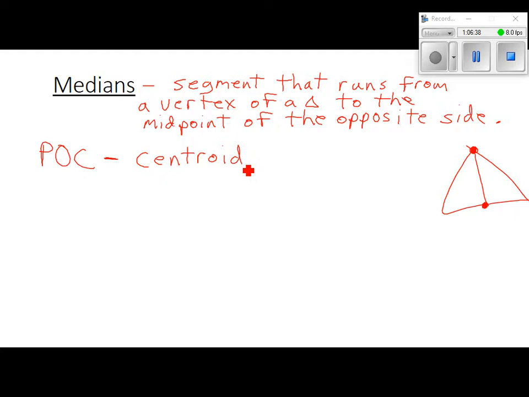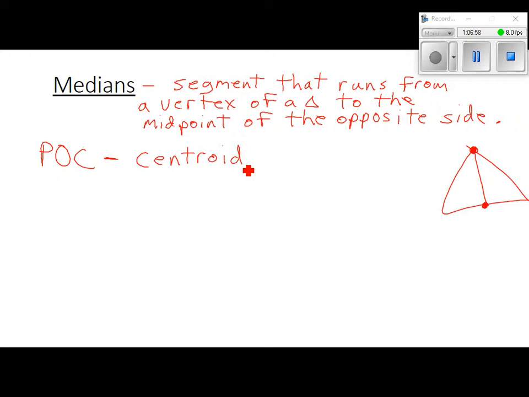So I have this triangle. I've drawn this triangle a couple years ago so I could have it every time. I go from this vertex to this midpoint right down here. So what do I know about these two segments right here? They're congruent to each other. Good. That segment is called a median.